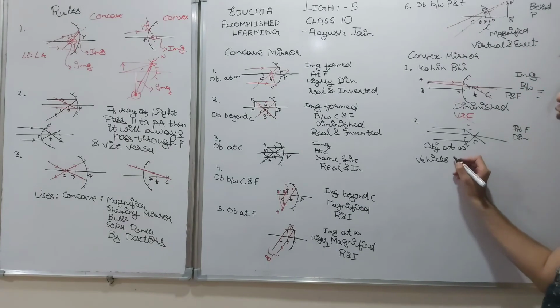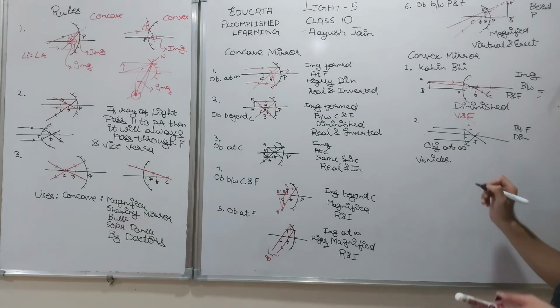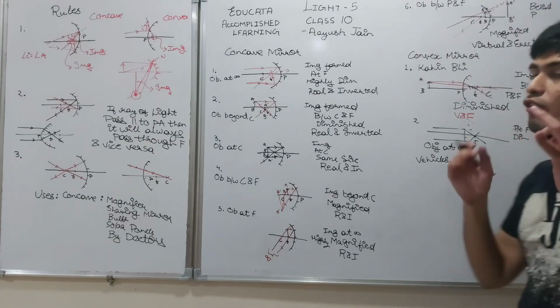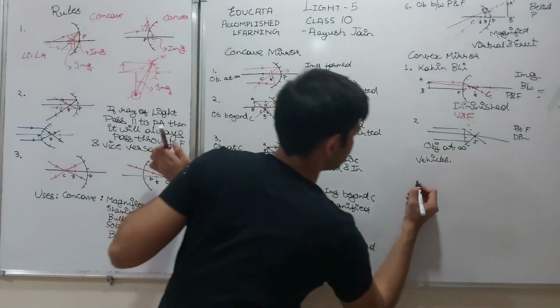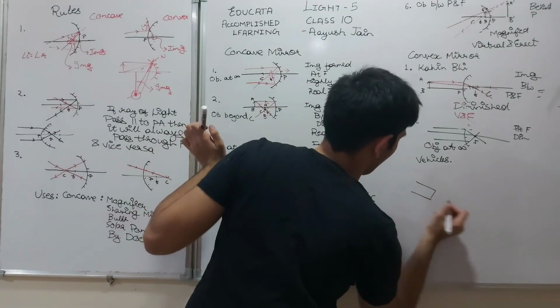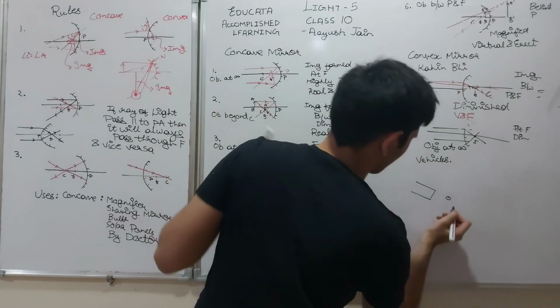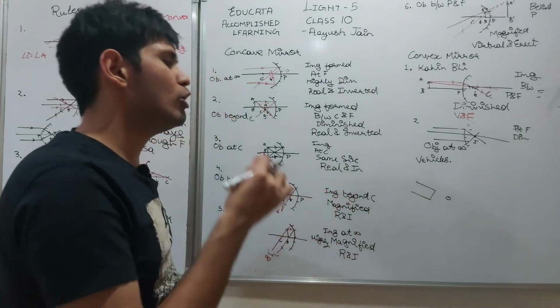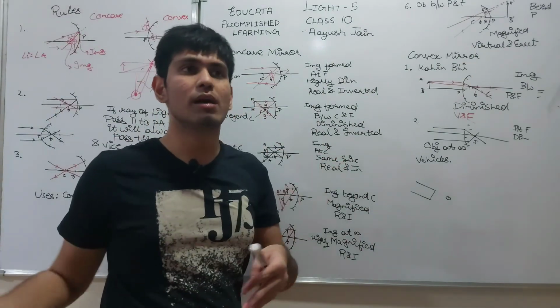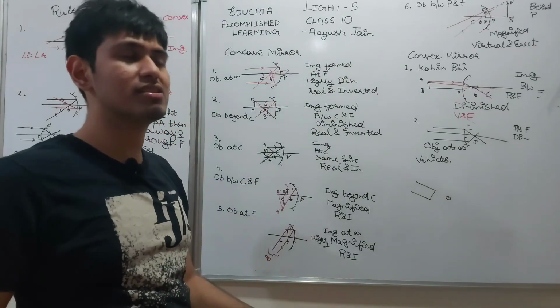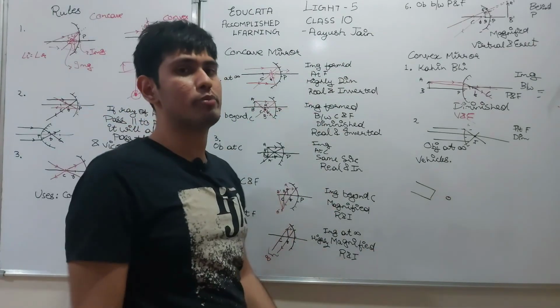So it is used basically in the case of vehicles as a rear view mirror, because suppose this is the ambulance that is in front of you. Now you are just looking towards the mirror. You will not be able to see whether the ambulance is coming, whether the bike is coming, whether the bicycle is coming, whether the car is coming.